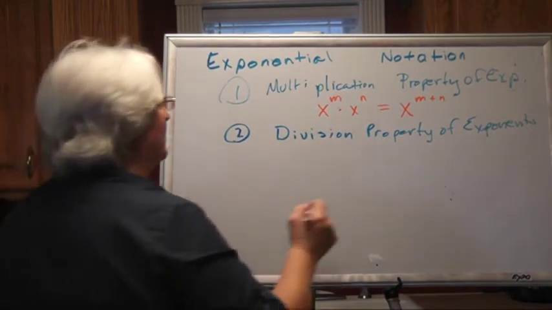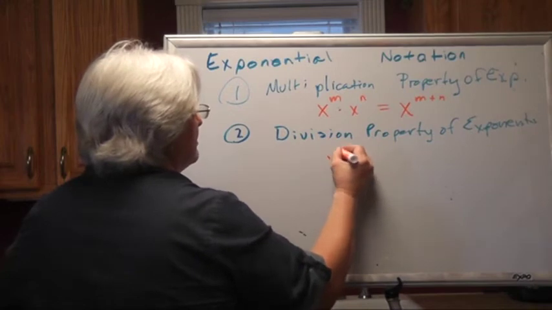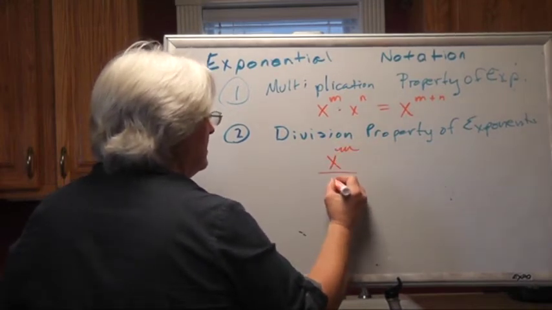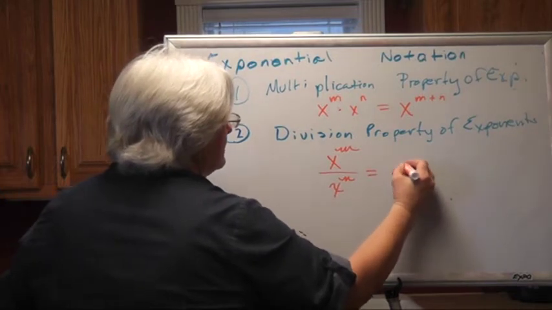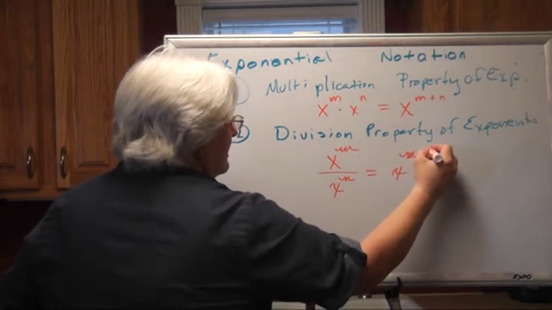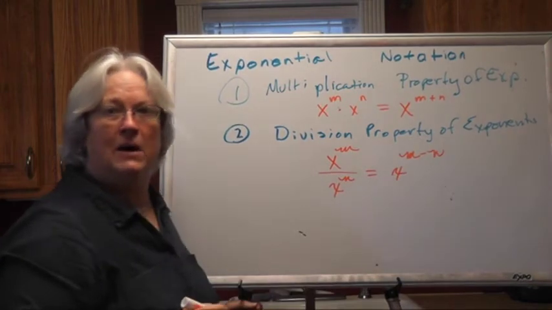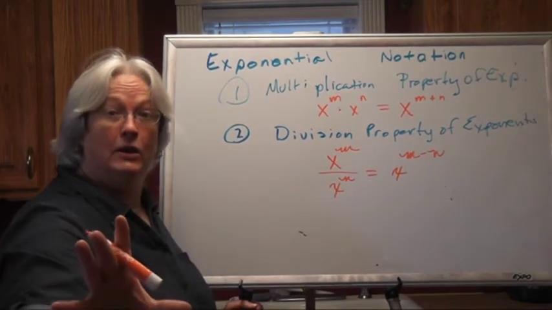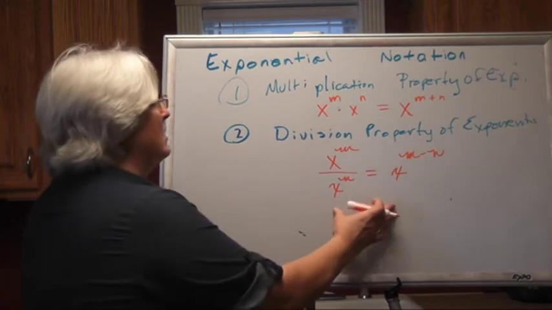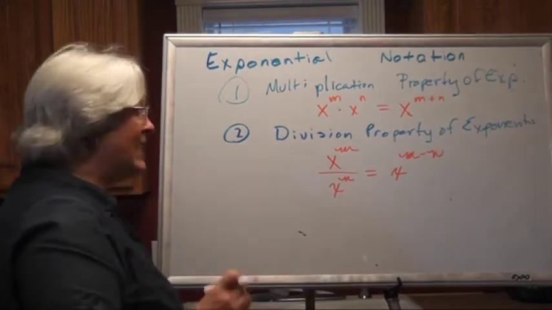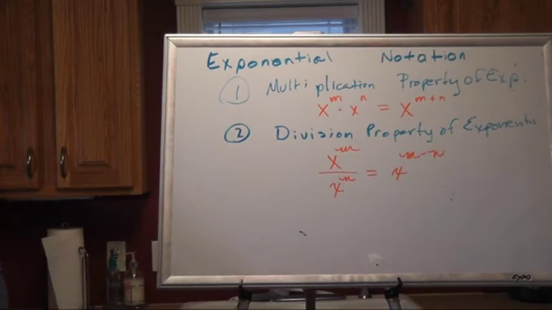Our division property of exponents is written x to the m divided by x to the n is equal to x to the m minus n. Hang in here with me. This is just a broad definition of what you do when you're dividing exponents. So let me do the same thing that I did the last time.